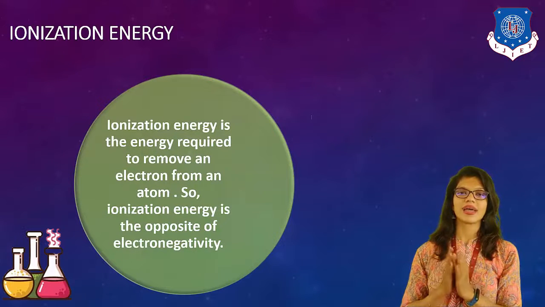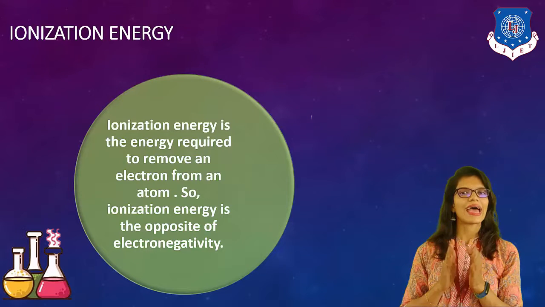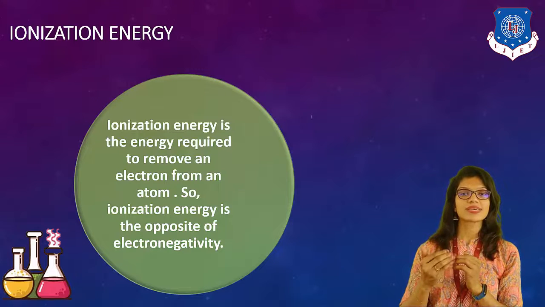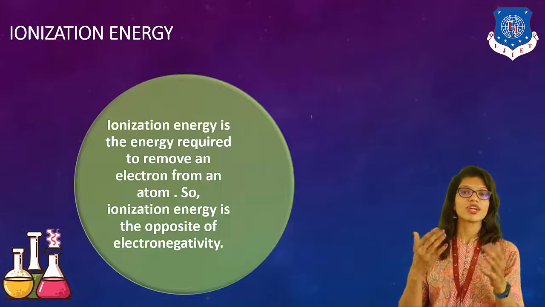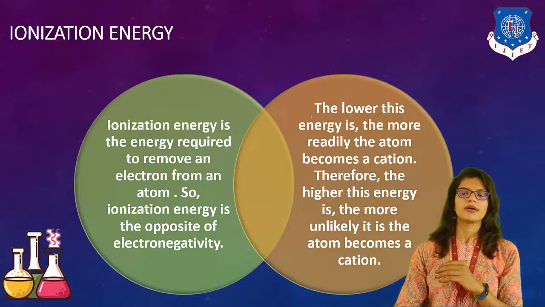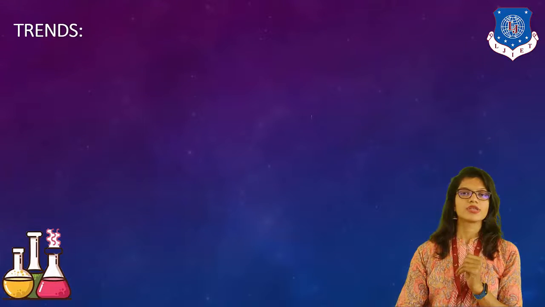So what is the ionization energy? Ionization energy is the energy required to remove an electron from an atom. So ionization energy is exactly opposite to the electronegativity. There we are talking about attraction. Here we are talking about loss. Okay? The lower the energy is, the more readily the atom becomes a cation, and therefore the higher the energy is, the less it becomes a cation. Okay?